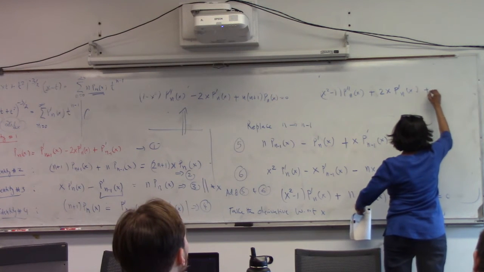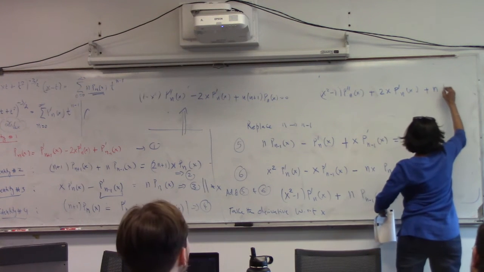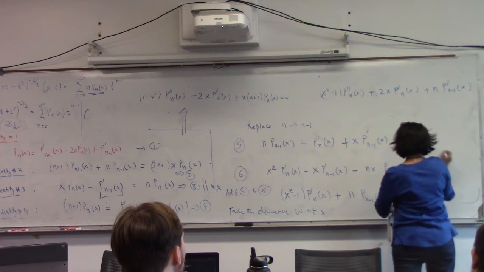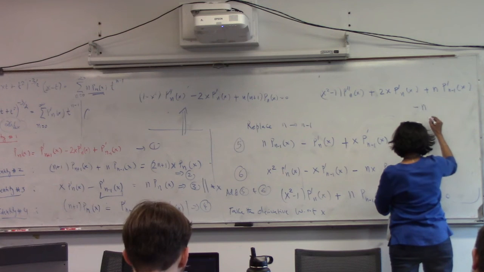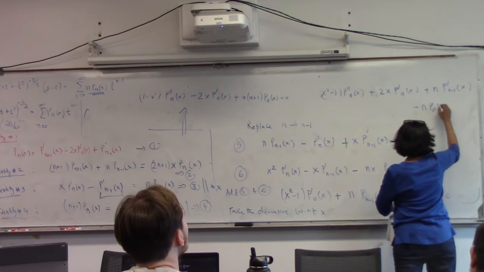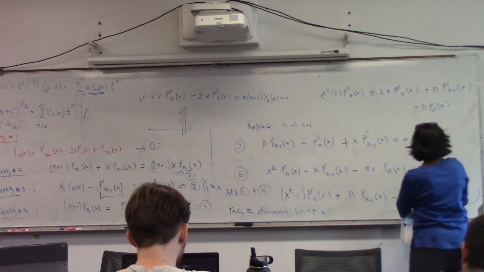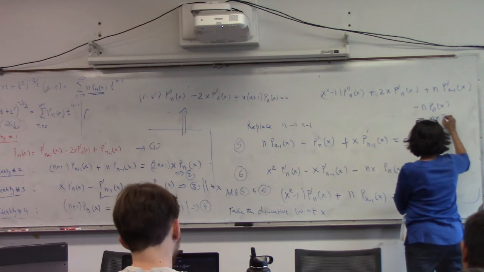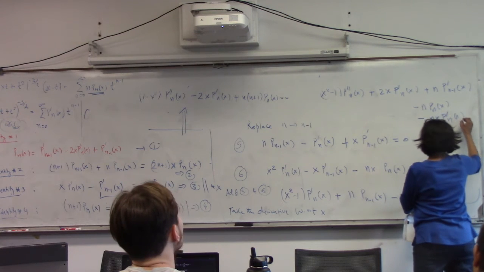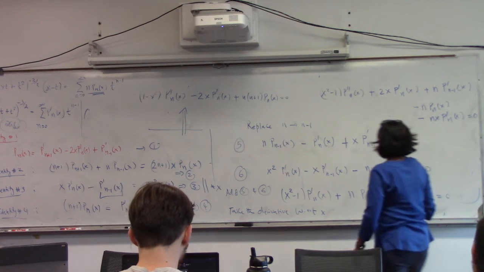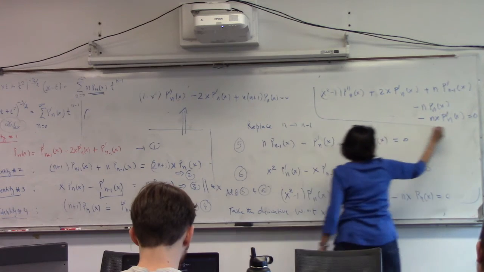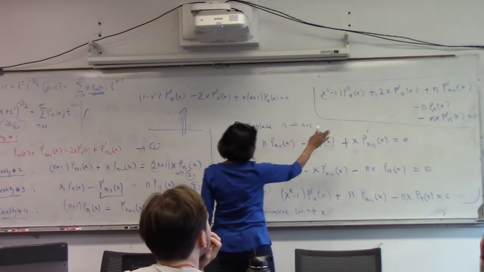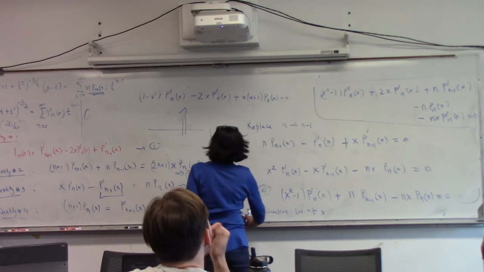Then I have n P_{n-1} prime(x). Okay, here I'll get two terms, minus n P_n(x) is there, taking the derivative with respect to x, minus n x P_n prime(x) equal to 0, right? This is what I get, and we have other identities to get rid of all that stuff, okay? Let me change the sign quickly, and then we'll be there.